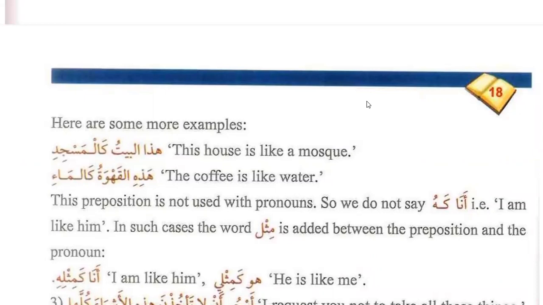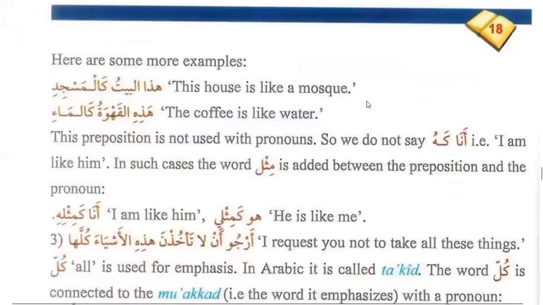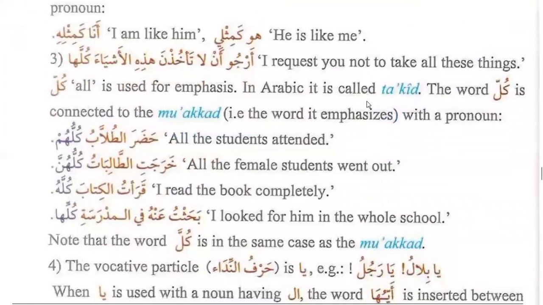So, what did you learn here? After addition of ka, the following word becomes majrur. And if there is a pronoun after ka, then you have to write mithli in between.